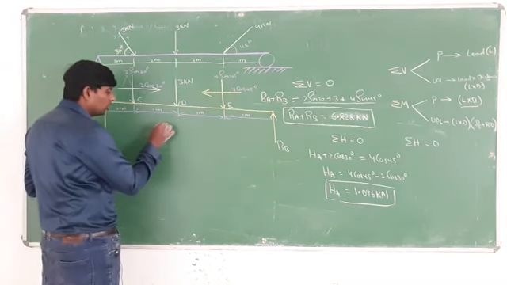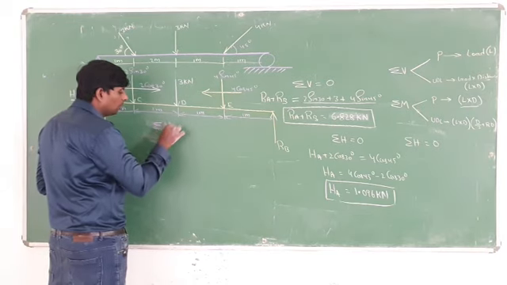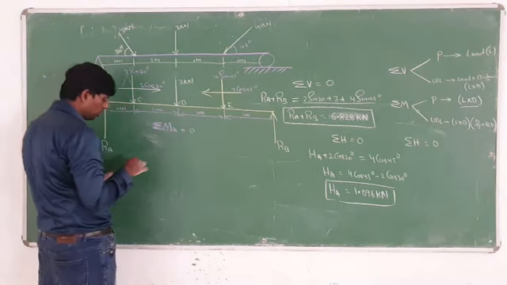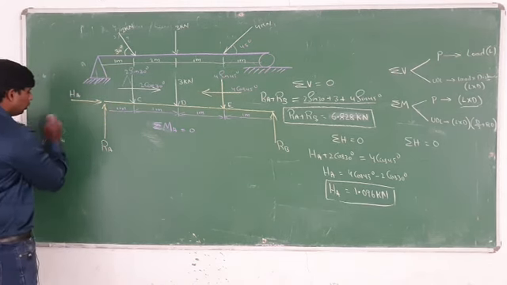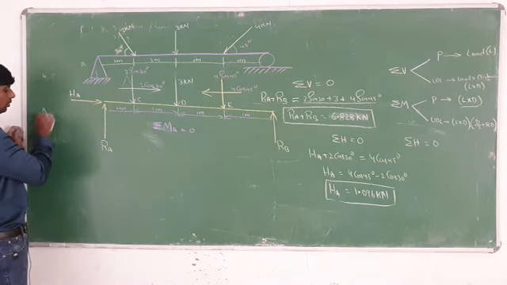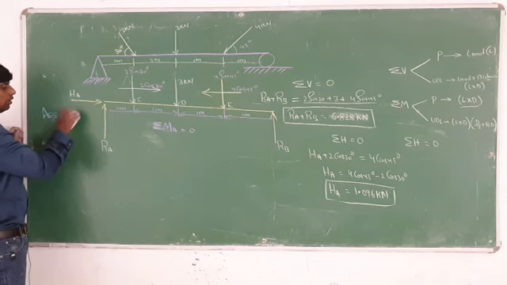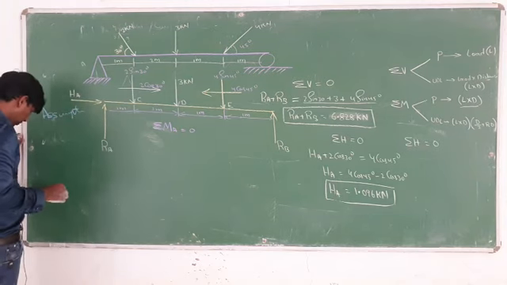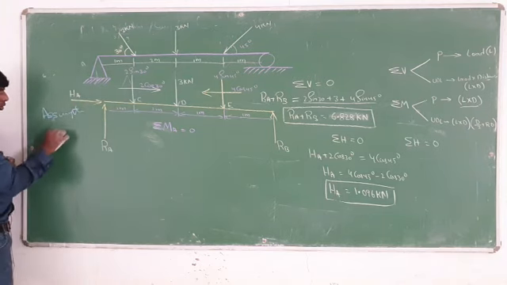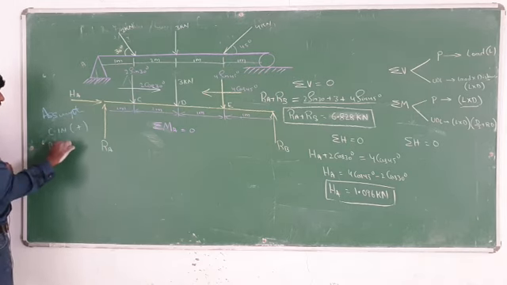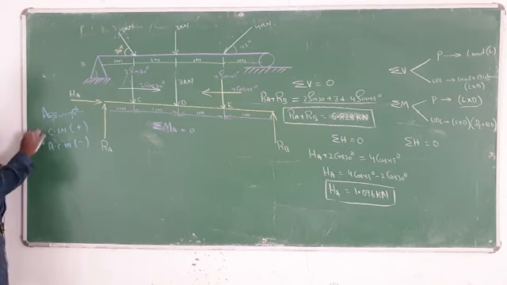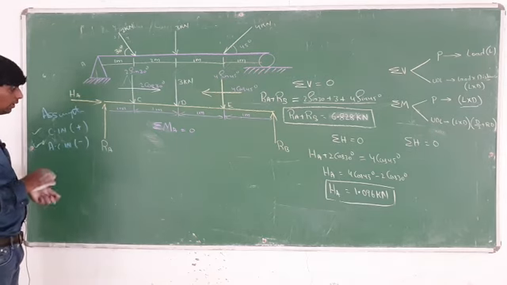After that, last step, what do you have to do? Sum of bending moment at A is equal to 0. I told you, you have to take an assumption. What assumption did we take previously? Clockwise we took as positive, anticlockwise as negative. So what do you have to do here?